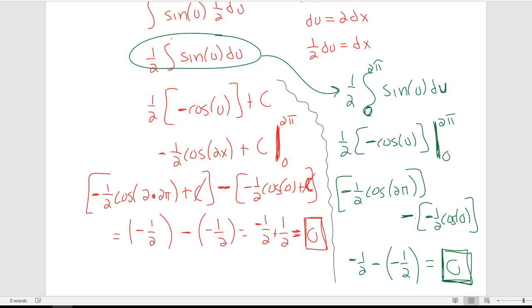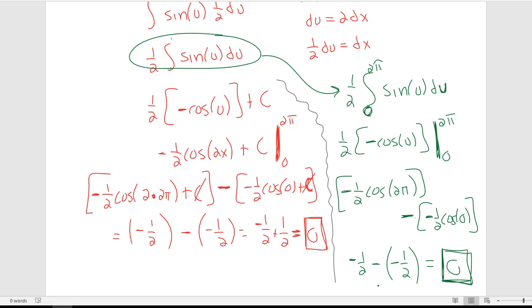So two different paths you can take. Which one do you want to take? It's up to you. It's personal preference. If you want to do the whole problem, getting answers back in terms of x, using x limits, by all means do that. And if you want to leave the limits of integration, convert to u limits, then we can do that as well.